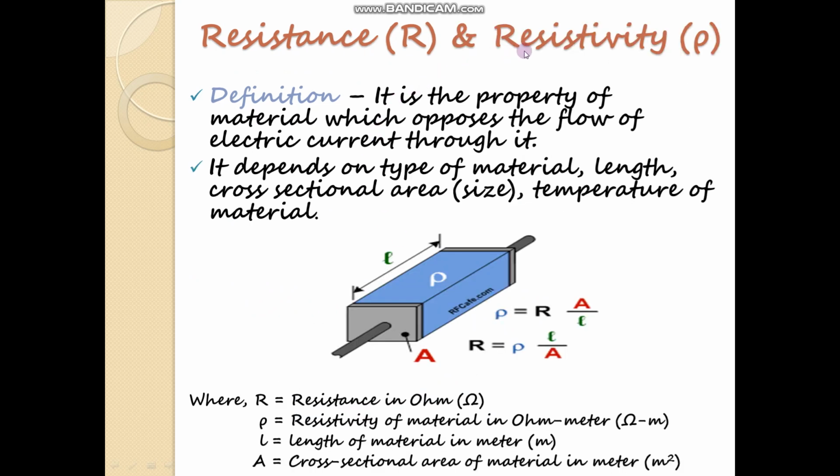Fixed means the value is fixed and variable means we can change the value of this resistor. Now what is resistance and resistivity? Resistance is the property of the material which opposes the flow of electric current through it, and this resistance depends upon the type of that material, its length, its cross-sectional area, meaning its size, and the temperature of that material. How to find the resistance? R equals rho L by A, where R is the resistance in ohm, rho is the resistivity of the material in ohm meter, L is the length of the material in meter, and A is the cross-sectional area of the material in meter square.